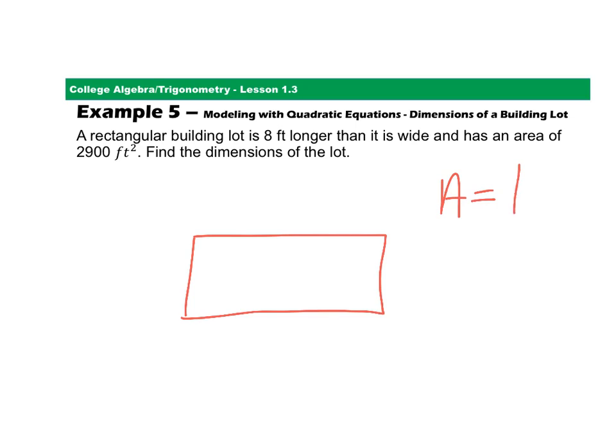Length times width. Okay. So what do we know about the length and the width? The length is how long and the width is how big. Okay, that's good. What did they tell us in the problem?